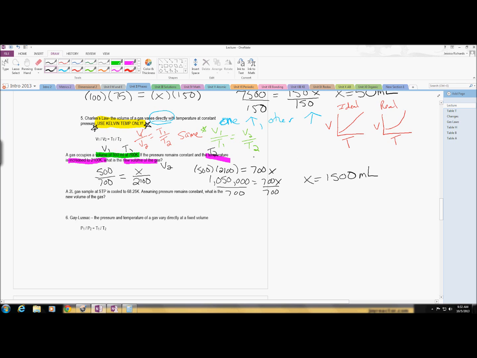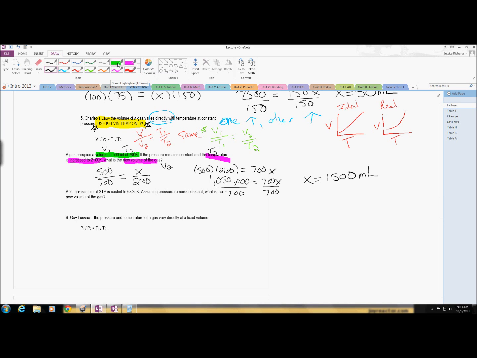Again, once you're done, you want to ask yourself, does this make sense? If I have increased the temperature, I've tripled the temperature, my volume should increase because it's a direct relationship. 1,500 is definitely bigger than 500. It's 3 times bigger. That makes sense. I must have done my math correctly.